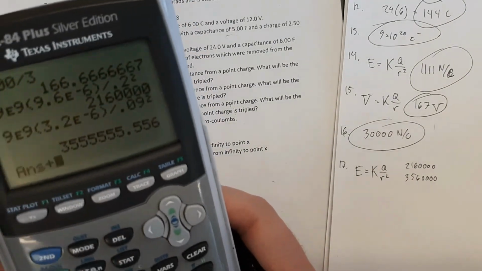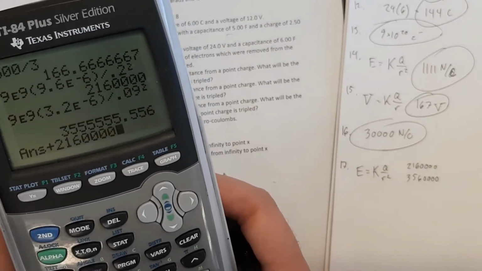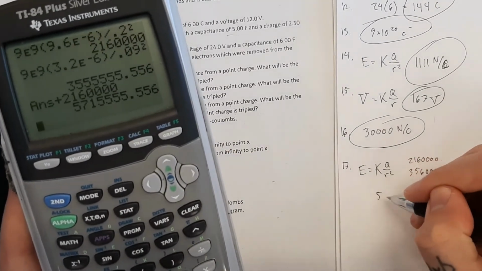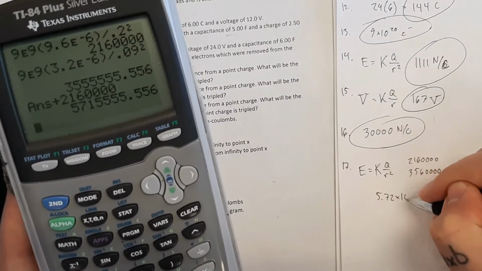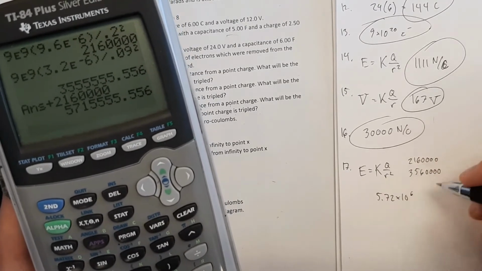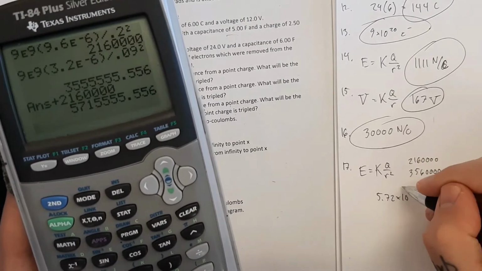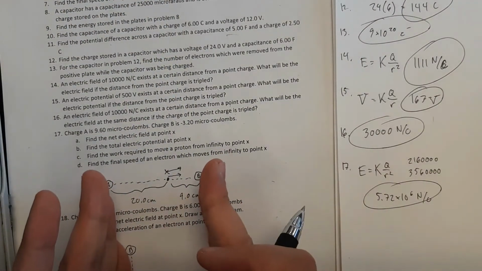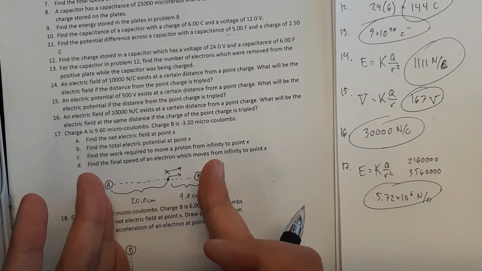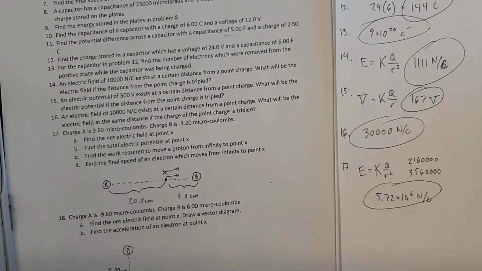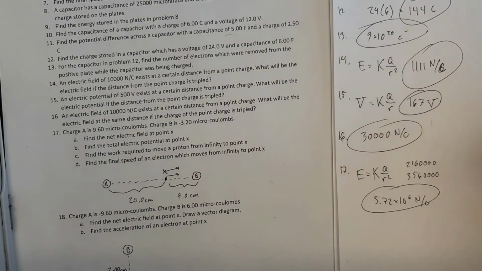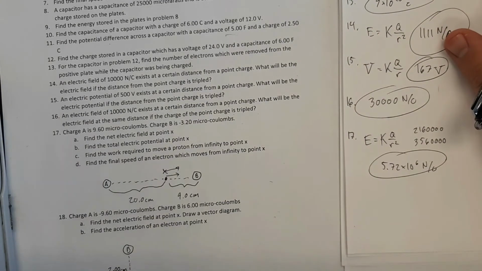So we're just going to be adding our field from A to our field from B, and we end up with 5.72 times 10 to the 6th newtons per coulomb. Okay, so when you're thinking about the signs on here, remember that they're on different sides. So positive means repulsive, negative means attractive. I would physically draw the arrows on the page just so you don't get mixed up as to which way things are going. B, find the net electric potential at point X.